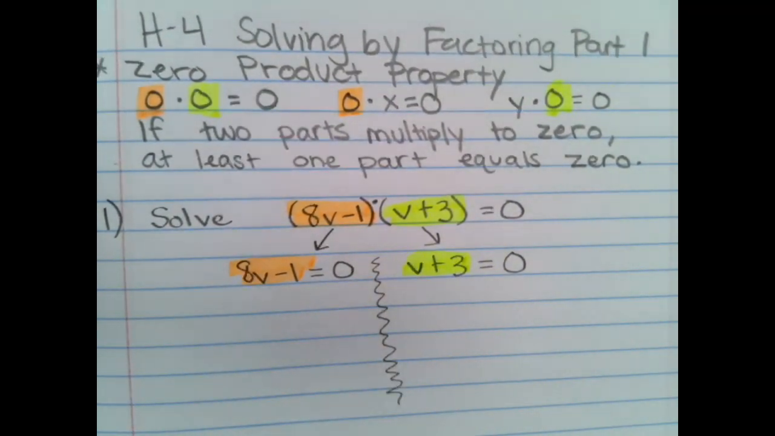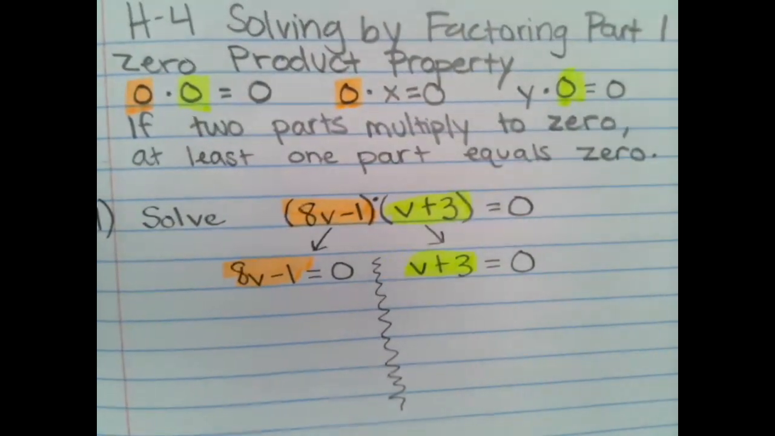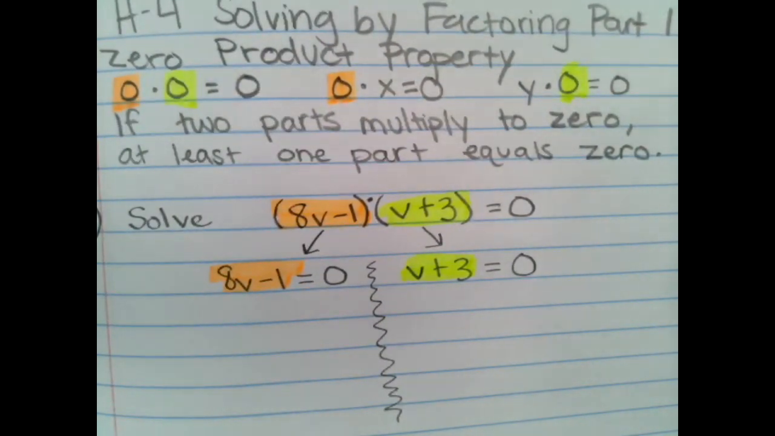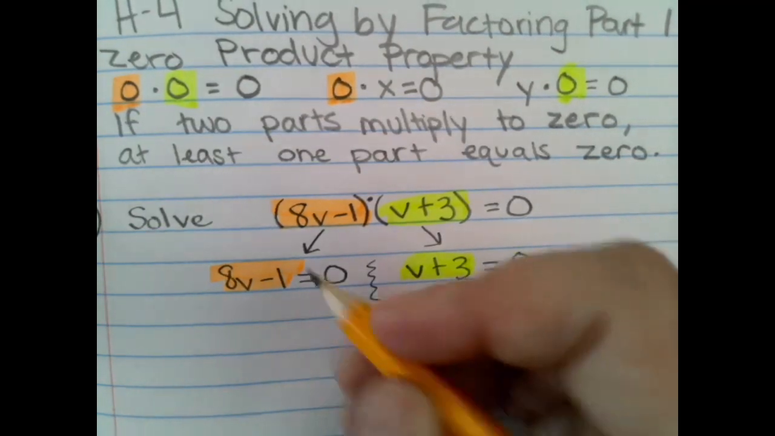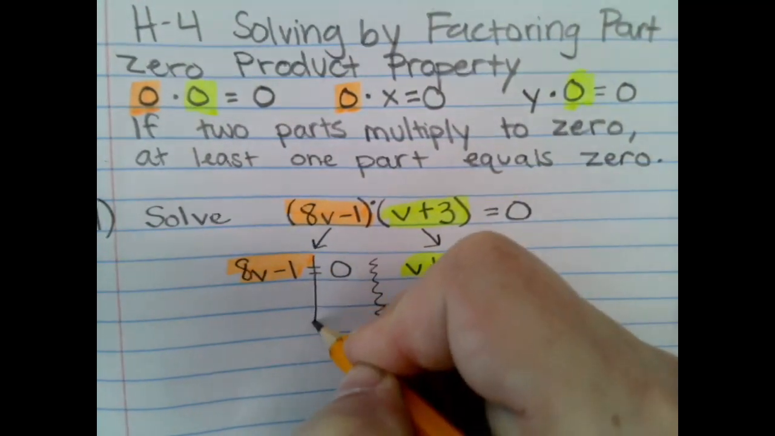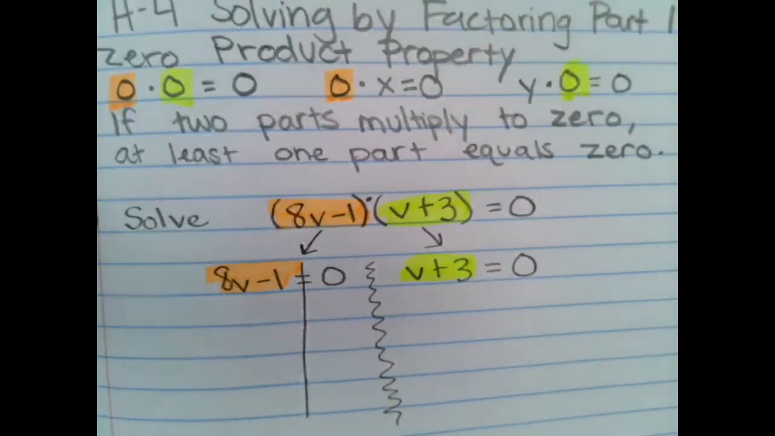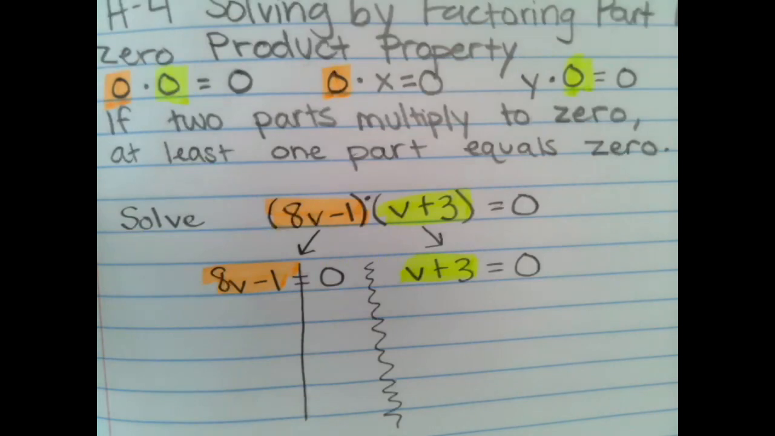And then this just brings us way back to trimester 1, back to unit A. We're just solving those equations just like how we have been. And we're just going to solve each of those equations. So I'm going to draw a line down that equal sign. My goal is to get v by itself. So in that first part, 8v minus 1 equals 0.